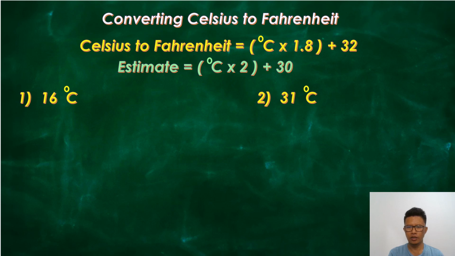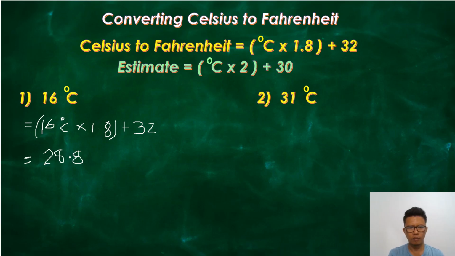Okay, so let us have this example. Number one, we have 16 degrees Celsius. So we have to write: that is equal to 16 degrees Celsius times 1.8 plus 32. If we multiply 16 degrees Celsius times 1.8, we'll get an equivalent of 28.8, and then plus 32. That will give us 28.8 plus 32 to get 60.8 degrees Fahrenheit.